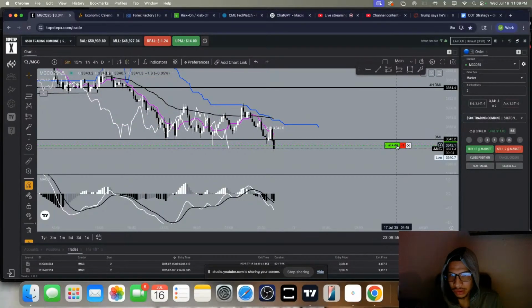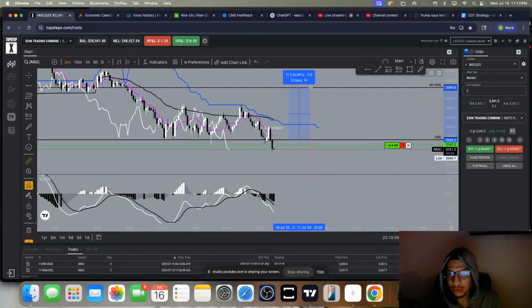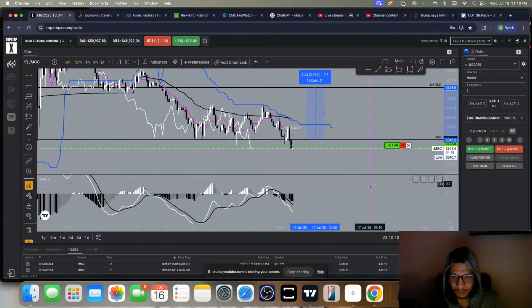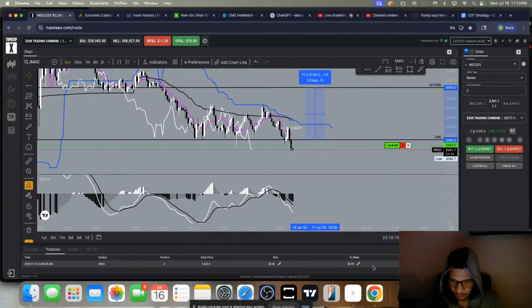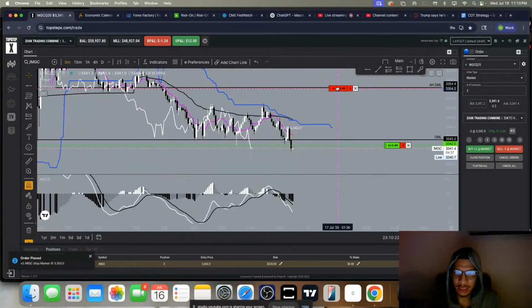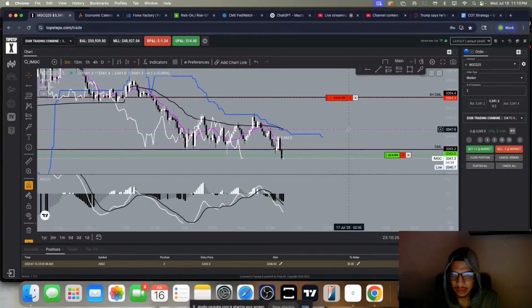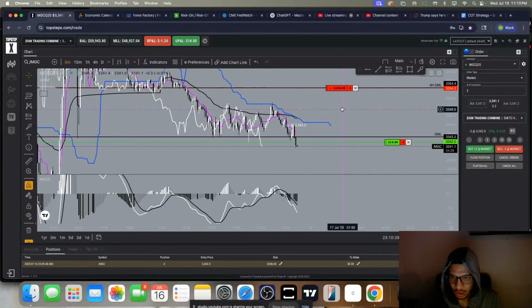Let's go ahead and put my stop loss in on this one. Put my stop loss in. What I say is about 220, so it's actually gonna be 246 is how much I'm risking on this trade.